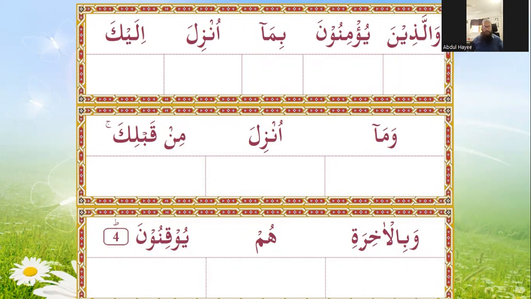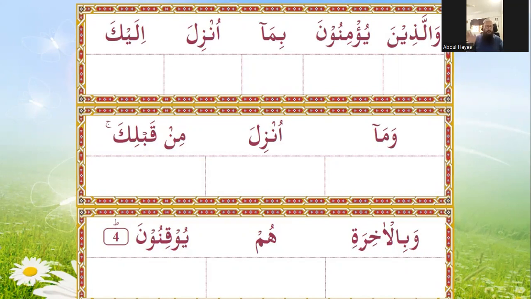Let's see what we know in this verse. Wa, we know the meaning of wa and alladhina, we have studied in Surah Alladhina again. Yu'minuna is a new word, but still we know it's a mudari, it's plural, it's third person. Bima, we have studied this. Bi means with, ma means it or that. Unzila is a new word. Ilayka, we have studied this word. Ila means towards, ka means you.